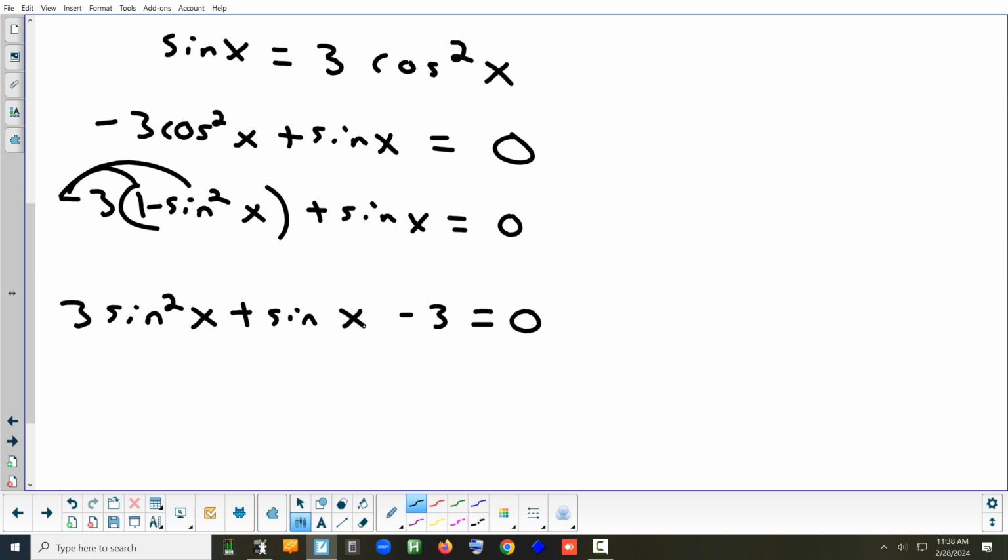Now, that's not factorable. 3x squared plus x minus 3. Come on. I don't think you can factor that. If you think you can, let me know. But I don't think you can. So, we're going to solve this with quadratic formula.